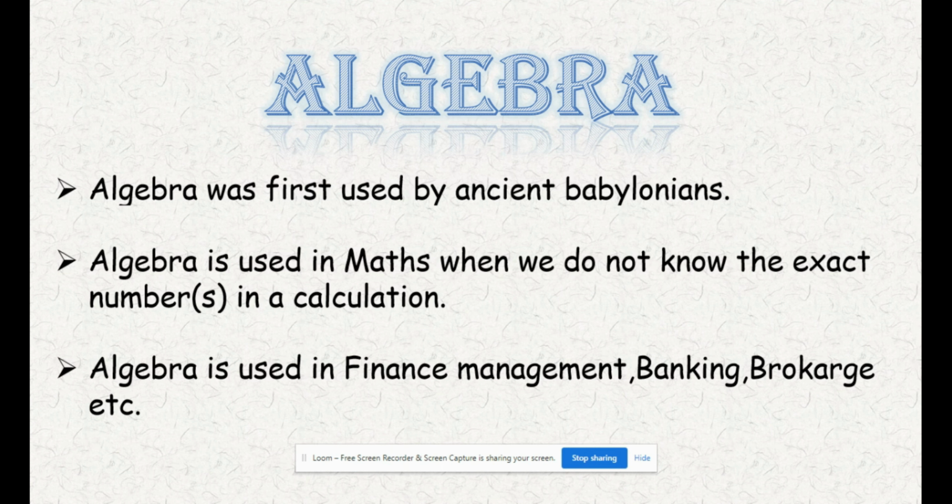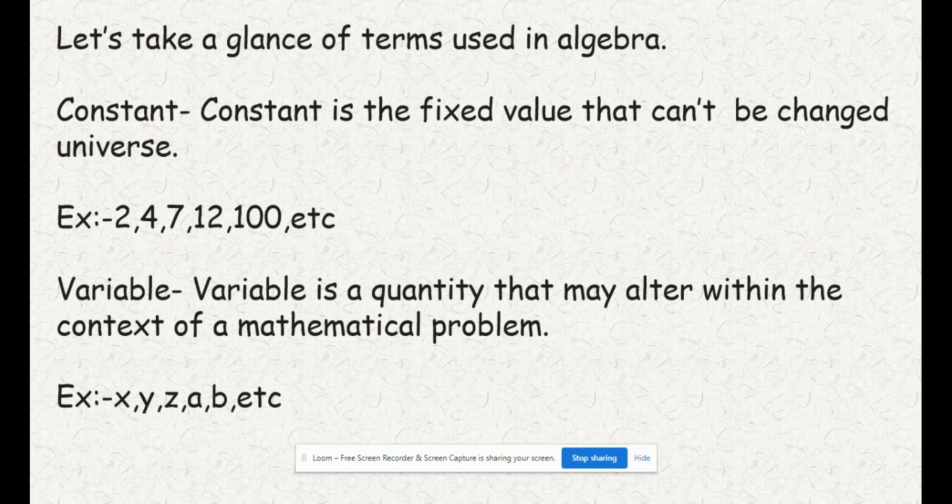We may use something like 2x plus 2 is equal to 12. What is the x value? We don't know that. To find those x values, or y or any variable values, we use algebra. Algebra is mainly used in finance management, banking, brokerage, and so many other areas like tax collection, GST, SGST. Algebra is an equation where we can find the values for the variables.